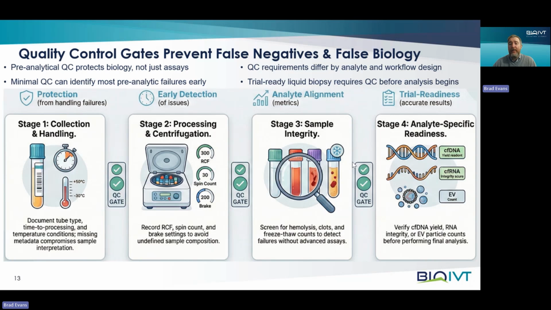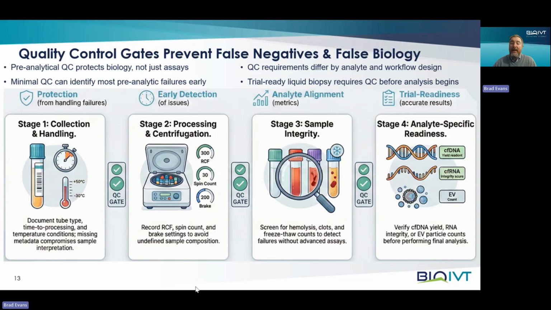Third is sample integrity. This is where we start measuring the material itself. Is the DNA fragment size consistent with circulating DNA? Is RNA intact? Are vesicle counts within expected ranges? These metrics tell us whether the sample still reflects biology or has shifted due to handling. Fourth is analyte-specific readiness. Before committing to final analysis, we confirm that the material is actually fit for the assay.